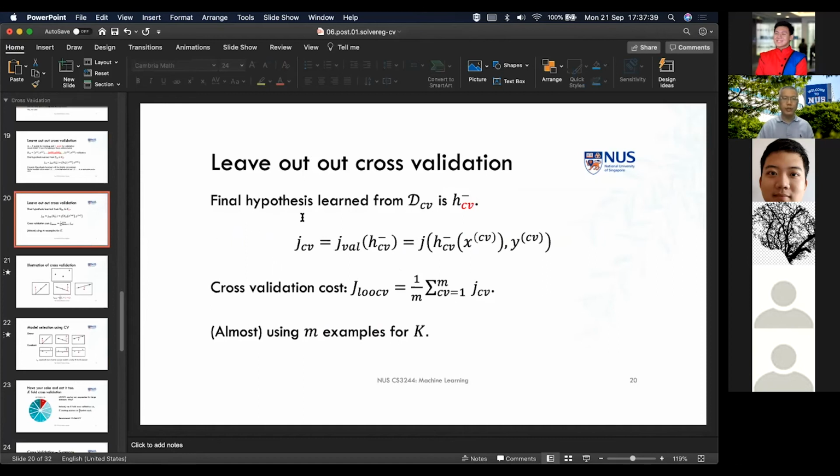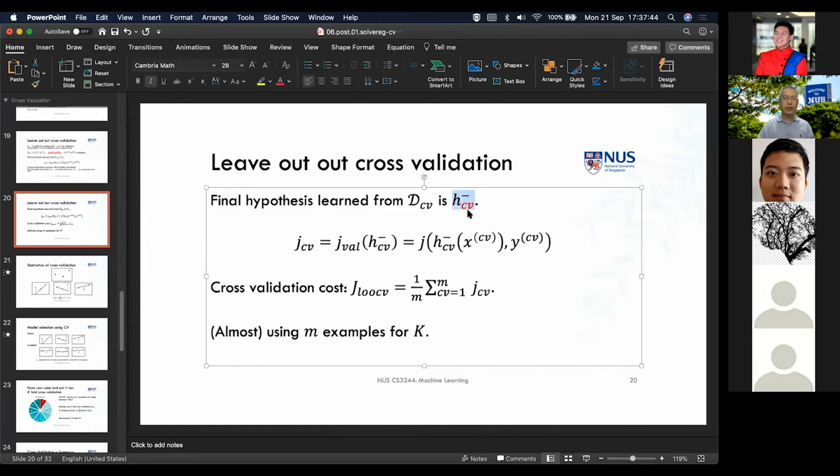So when we try to do this, we're going to learn a classifier, H minus CV, and then I'm going to have all of these averaged together, right? And the cross-validation cost will be the average of all of these cross-validation components, right? Because I'm getting 1 point to estimate the cross-validation error, okay, for that single point that I left out, okay? So I'm pretty much using all m examples, right, for K, because I'm getting a set of all of these for training and for testing. So it's like the best of both worlds, right?